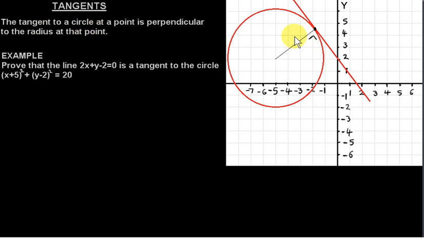The tangent to a circle at a point is perpendicular to the radius at that point. So this point is the point of contact of the tangent and the circle. So a tangent only touches the circle at one point.